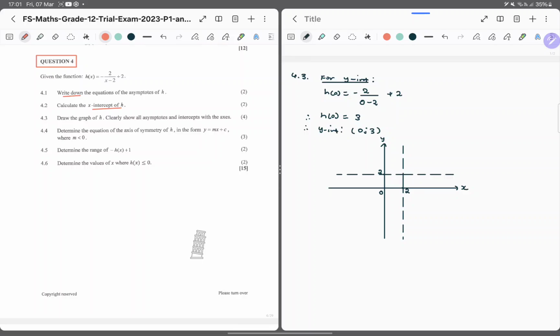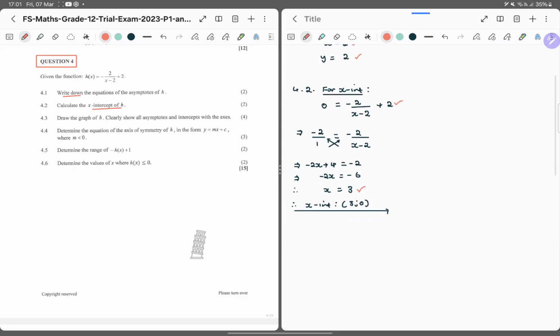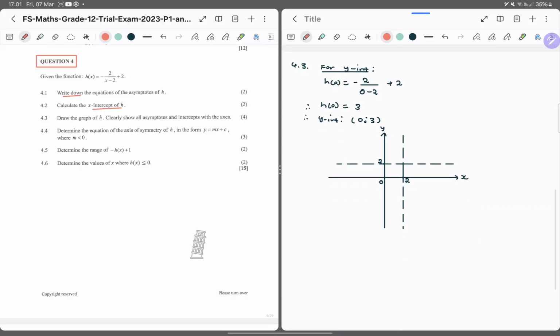Okay. Now we need to draw the graph. So we know the graph has a y-intercept as well as an x-intercept. But now what did we get for our x-intercept? We got 3, so it's here. Let's say this is 3 over here. And then the y-intercept is also at 3. Say that is 3 over there. So our graph is looking like this.